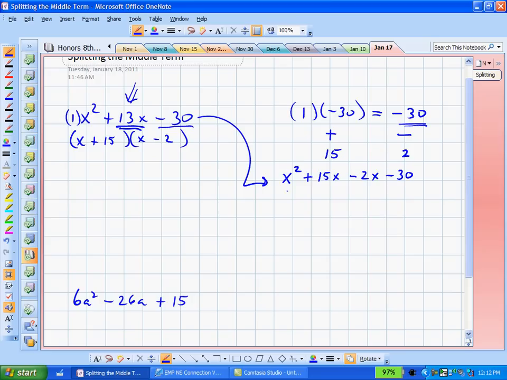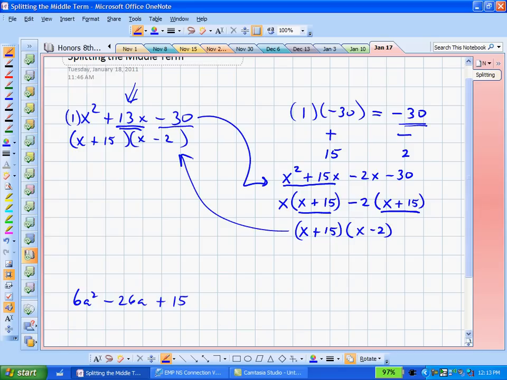And now we're going to factor. What's common in these two? We can pull out an x. And we're going to be left with x plus 15. What's common in the second two? Let's pull out the negative 2. And that would leave us x plus 15. And now we have two terms, and in each of the two terms there's an x plus 15. So we're going to pull out the x plus 15, and that leaves us the x minus 2, which is the same answer we got kind of by inspection with the first method.